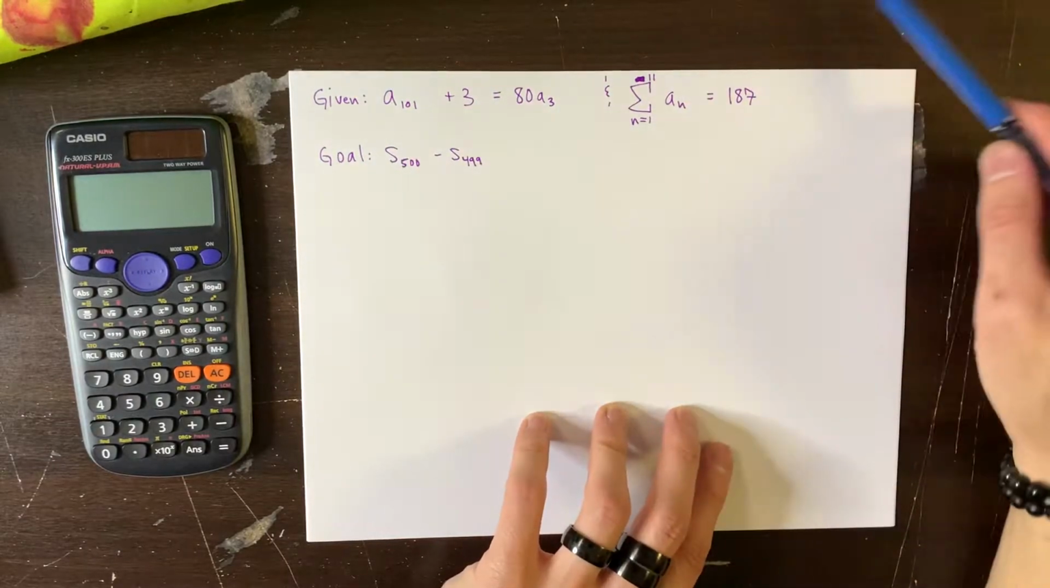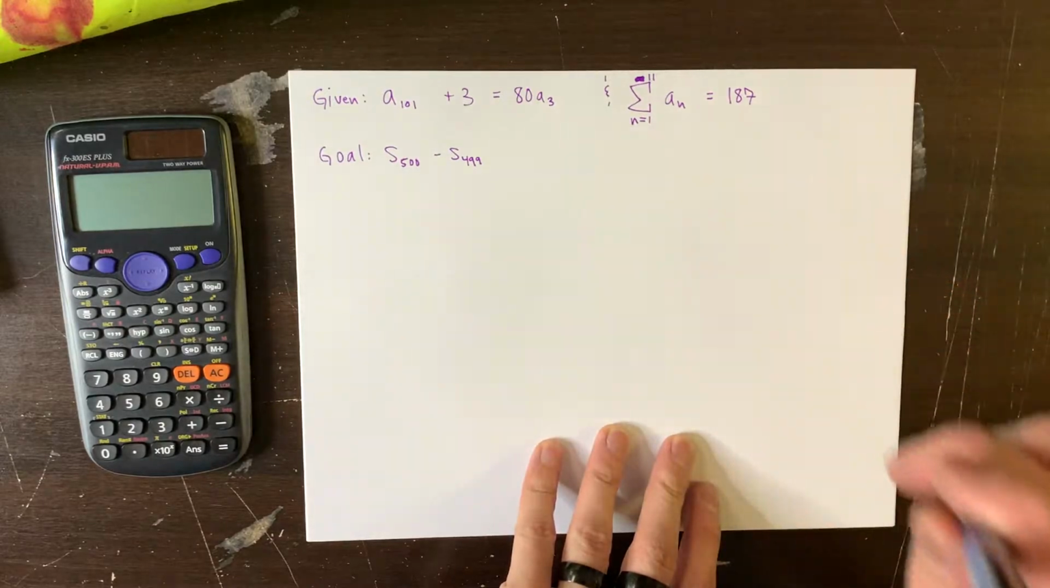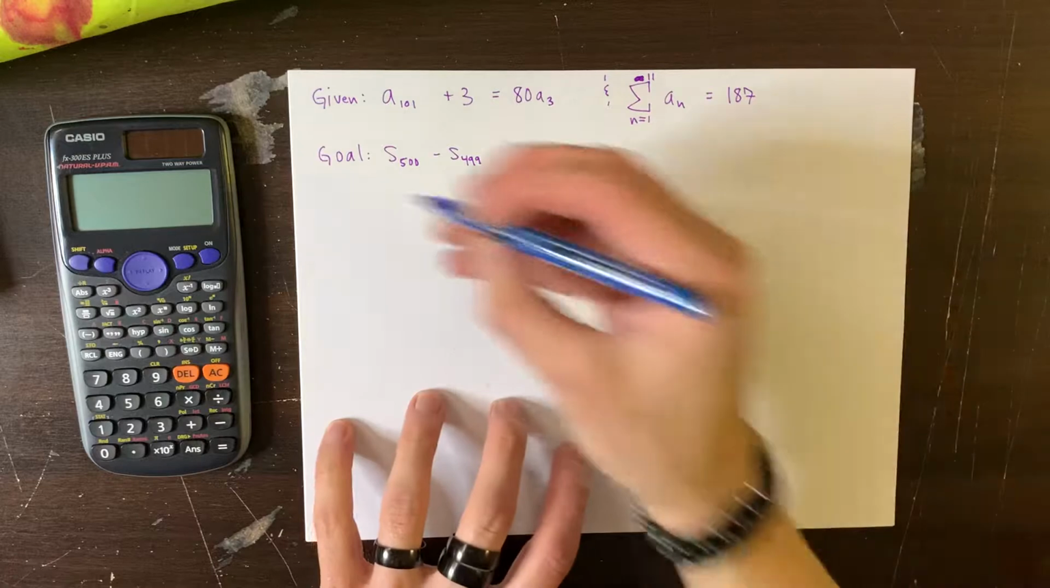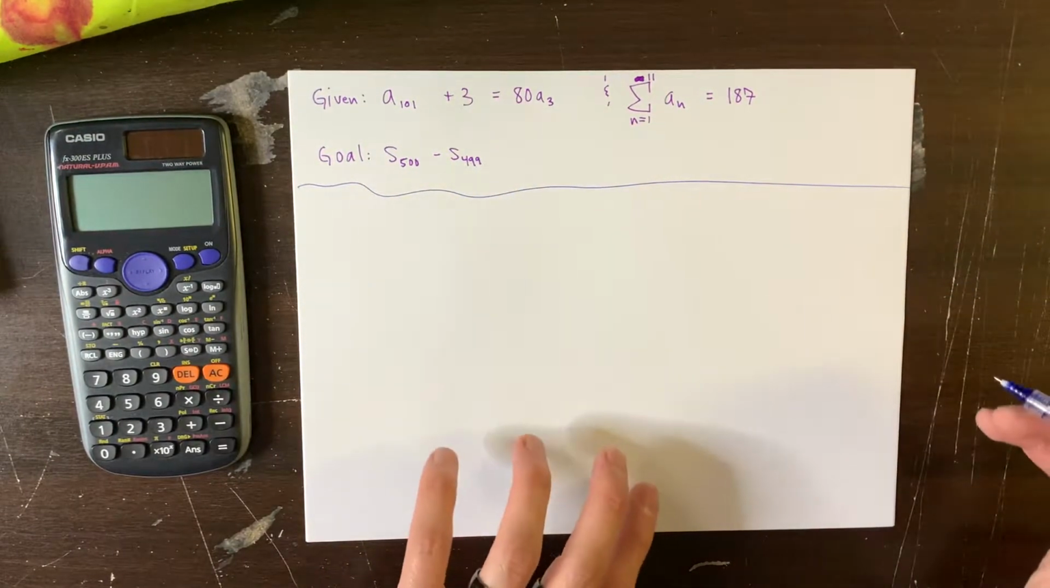Well, this should be a fun little problem here. In the directions, it did say that everything in this problem pertains to arithmetic sequences and series. Let's discuss first the goal. Here is the goal: S sub 500 minus S sub 499.